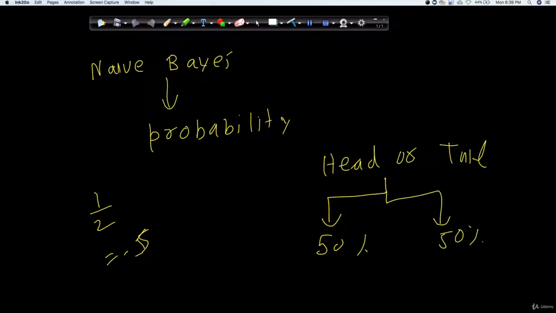But yes, we are going to definitely discuss further things which are called conditional probabilities, which is very important for us to understand. So this is the main topic which we are going to focus on.